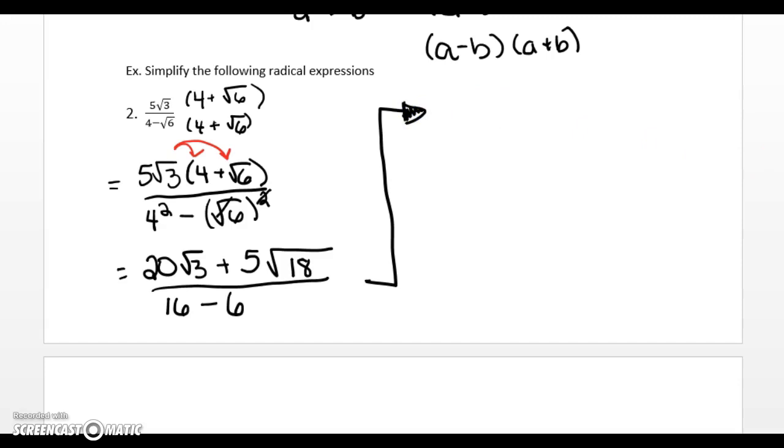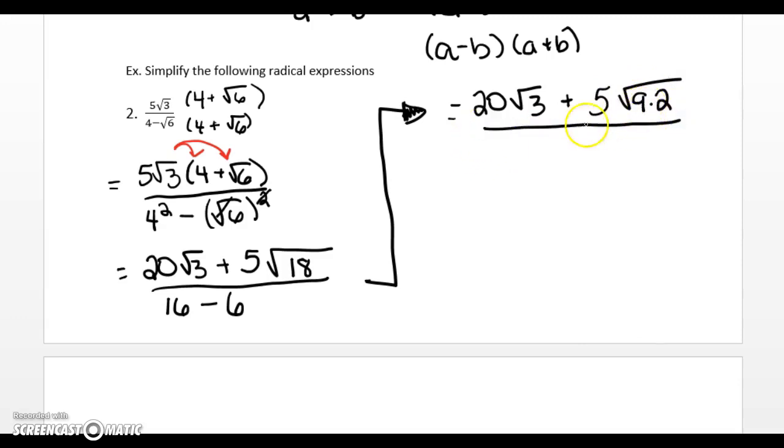Now you might be tempted to leave this numerator as it is, but you first want to make sure that all of your radicals are in simplest terms. So here we have 20 square root of 3. That's in simplest terms because you cannot pull out any numbers from inside the radical symbol. So 20 square root of 3 is fine. But let's check on this 5 square root of 18. You want to ask yourself, can you change 18 as a product of a perfect square and some other number? And the answer to that is yes, because you can change this to 9 times 2, and 9 is a perfect square. So you have 5 square root of 9 times 2.